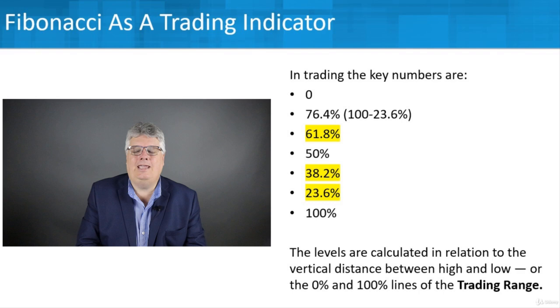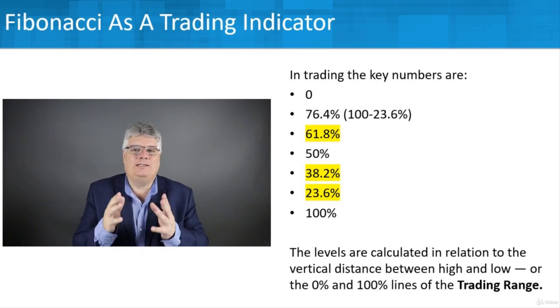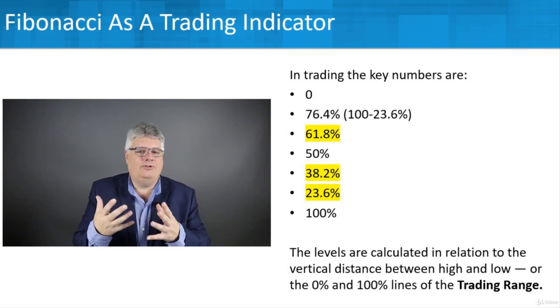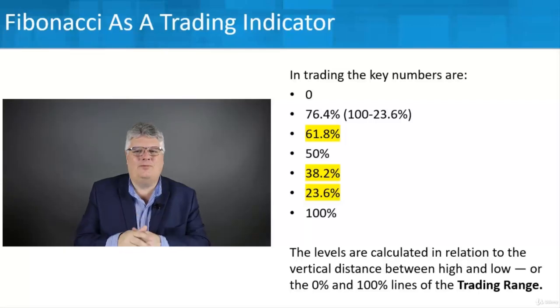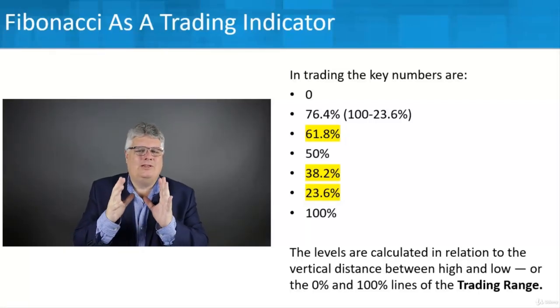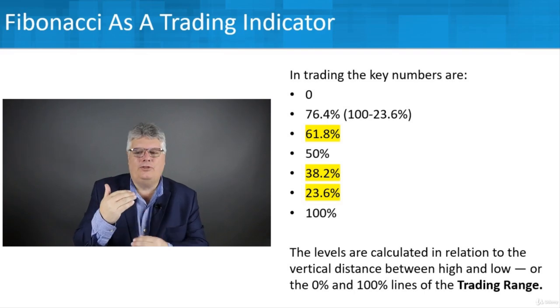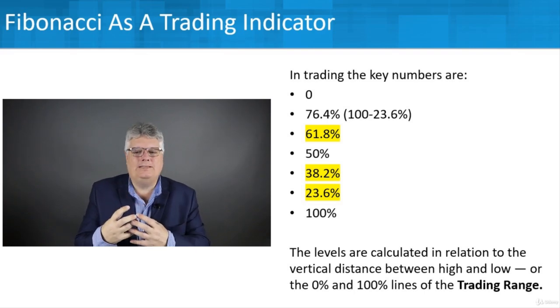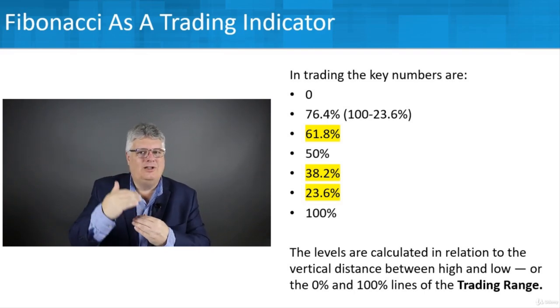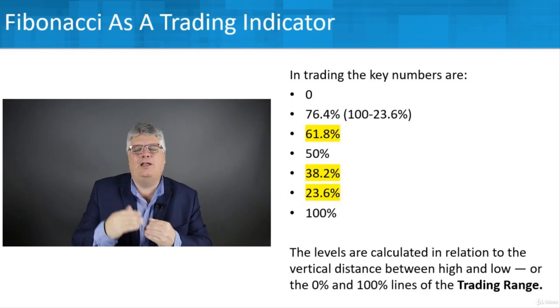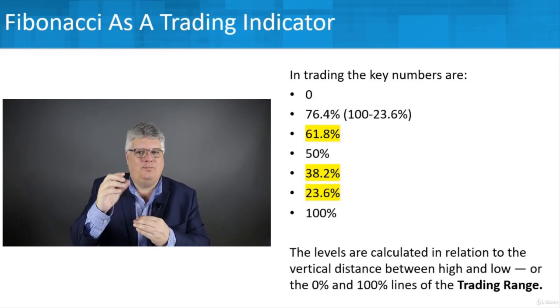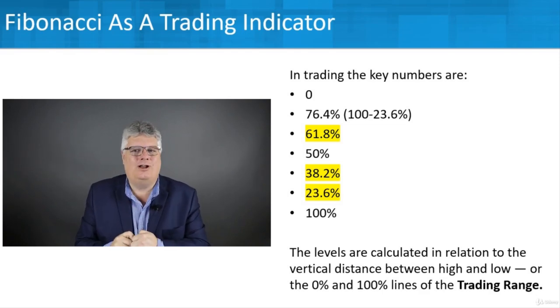So in trading, the key numbers are 0, 76.4, 61.8, 50, and these are all percentages, 50%, 38.2, 23.6, and 100%. And the levels, these are the key numbers that they use, and we're going to talk about why they were chosen in just a moment here. But the levels are calculated in relation to the vertical distance between the high and the low, looking at it as a percentage basis. So it's 0 to 100% is the full trading range of, let's say, a security. And then there's percentages based on between 0 and 100%.